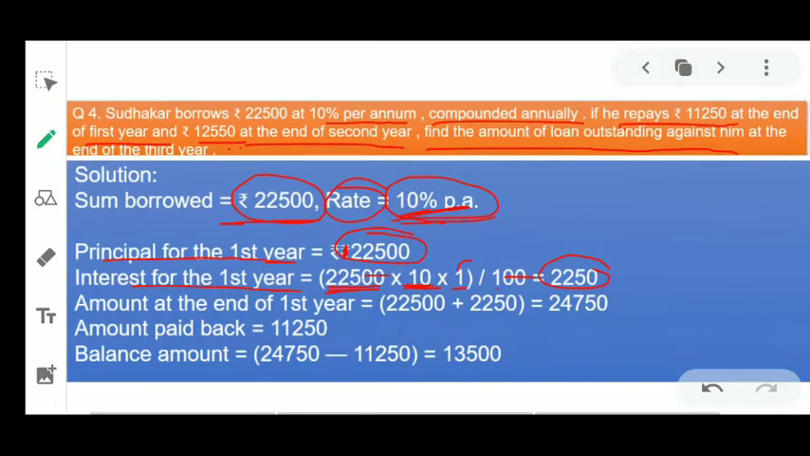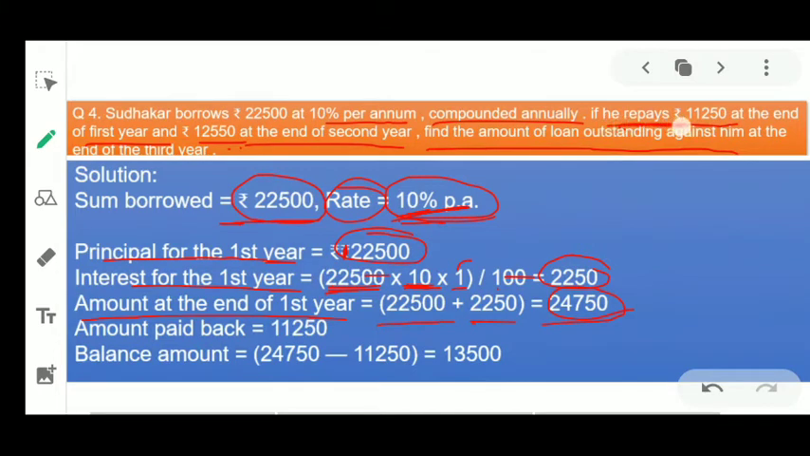Now the amount at the end of the first year equals P plus I. So 22,500 plus interest 2250 is equal to 24,750. Clear? Now read the question.